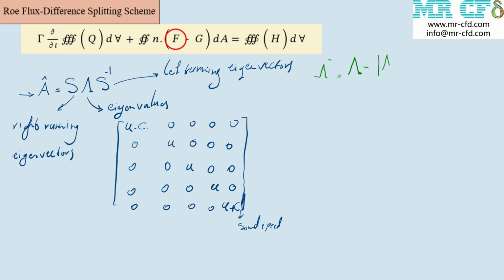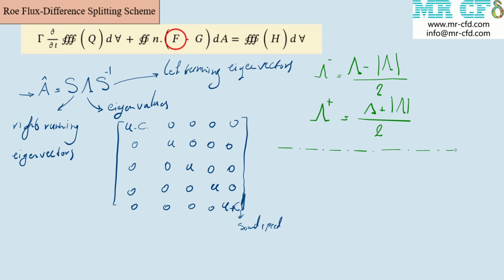We can define lambda negative and lambda positive, where lambda negative is lambda minus the absolute values of lambda, divided by 2. This means replacing the positive eigenvalues with zeros. And lambda positive is lambda plus the absolute values of lambda, divided by 2, replacing the negative eigenvalues with zeros.